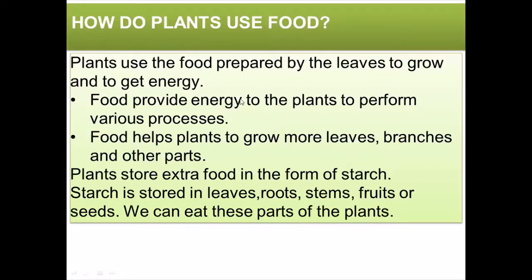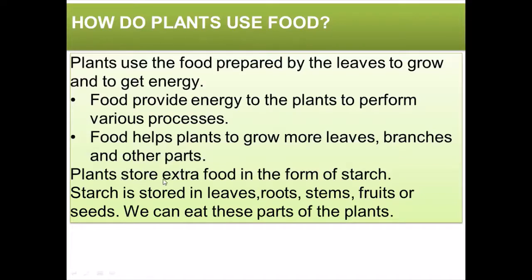Food provides energy to the plants to perform various processes. Food helps the plants to grow more leaves, branches, and other parts. In that way, the plants grow. So, food prepared is used by plants for growth and to get energy.